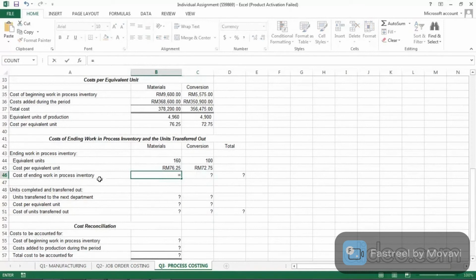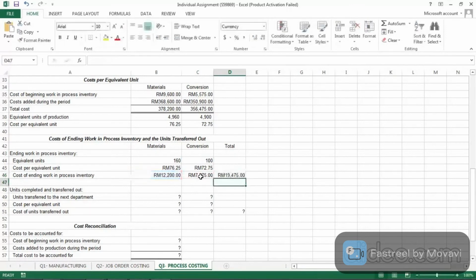and then to get the cost of ending work in process inventory, equivalent units multiply with cost per equivalent units. And then to get the total, 12,200 plus 7275.